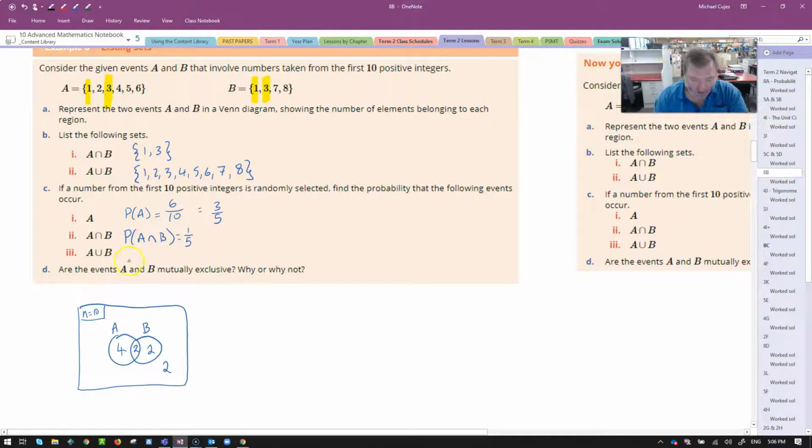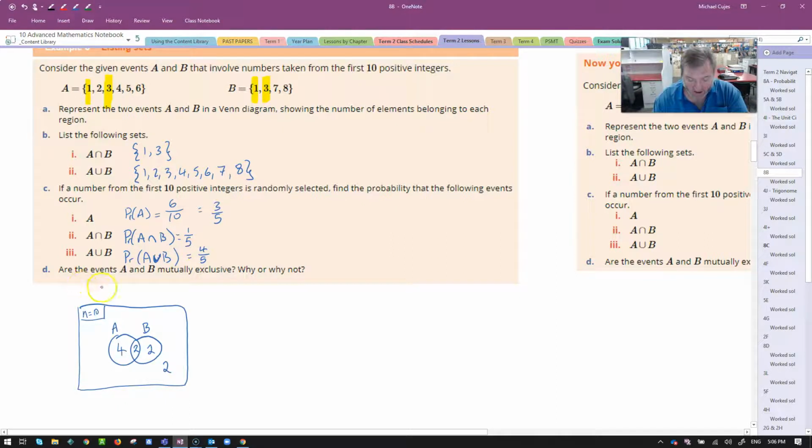And finally, A or B. Probability of A or B. You'll notice I did the PR that time. I think your book does PR. Some books do, some don't. I'll go back to trying to be consistent with your book. So the probability of A or B, 4, 5, 6, 7, 8. There are 8 elements altogether in either A or B, so it's going to be 8 out of 10 or 4/5.